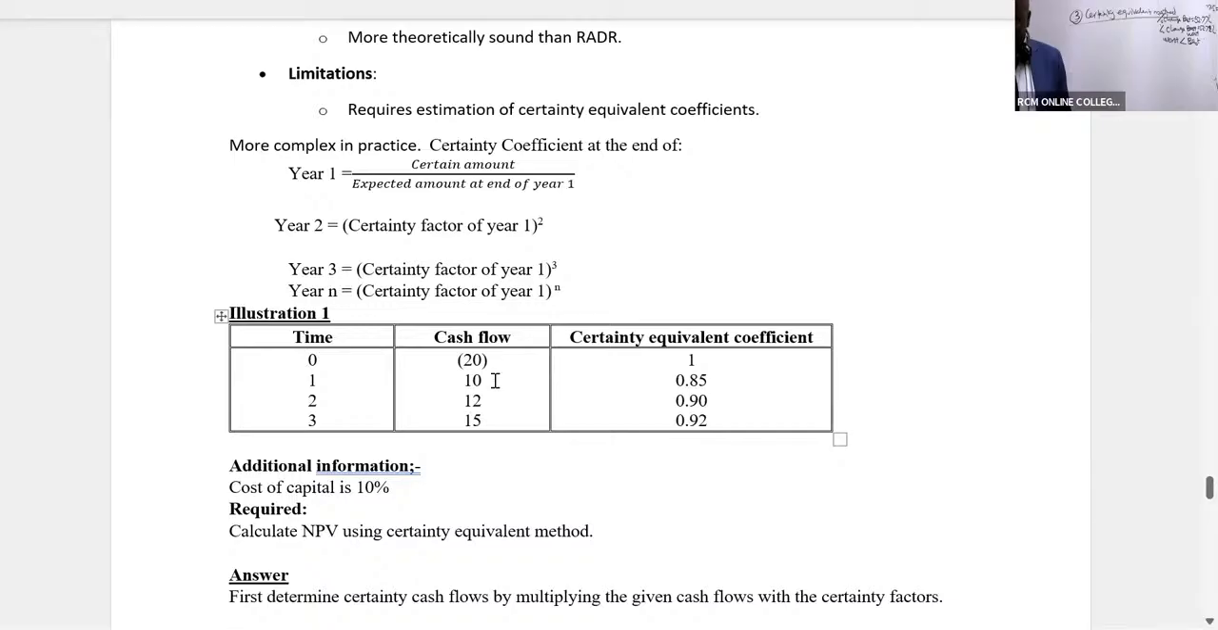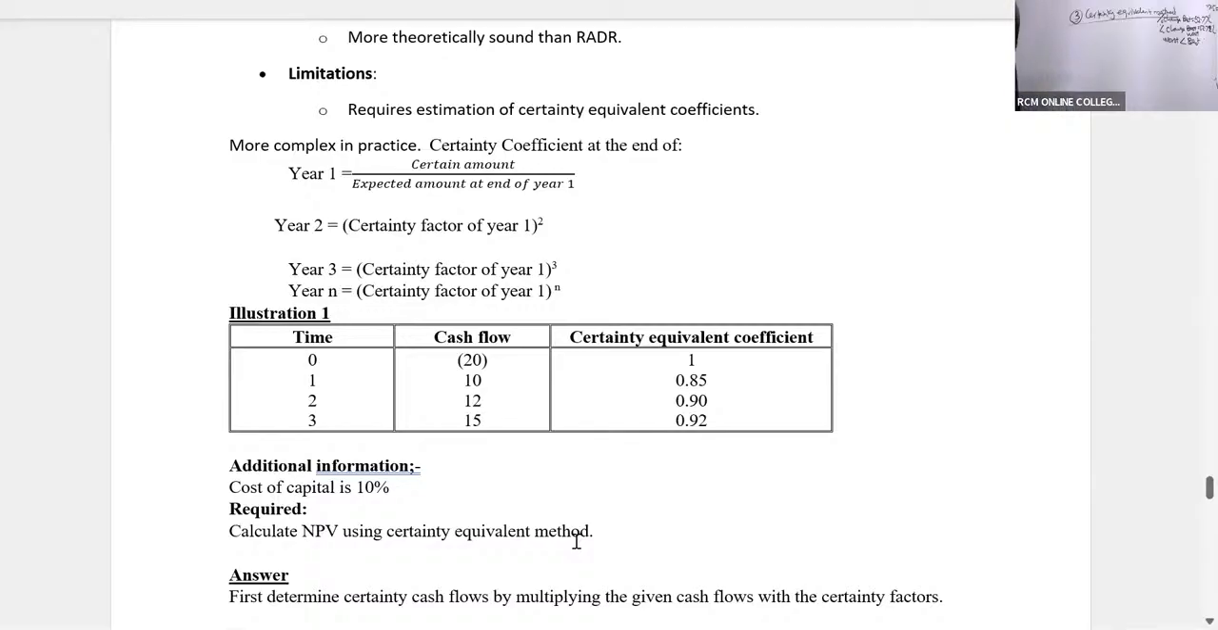Then we have the cash flows. Then we have the certainty equivalent coefficients. Are you able to see that? Additional information: cost of capital is 10%. Required: calculate NPV using the certainty equivalent method. So this is really easy peasy.